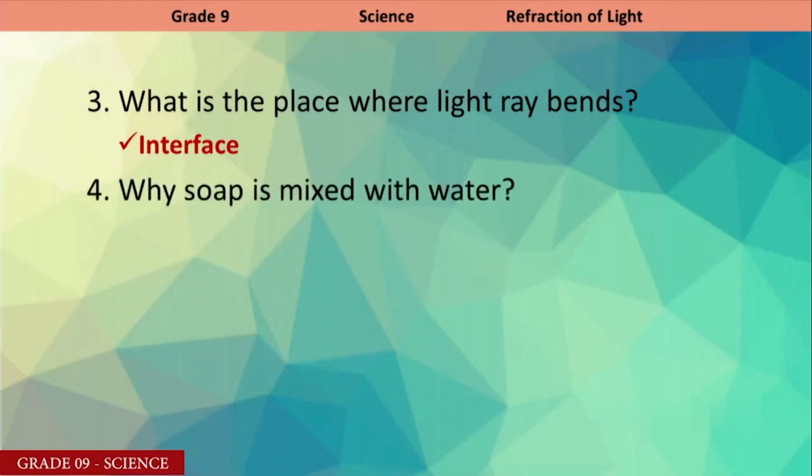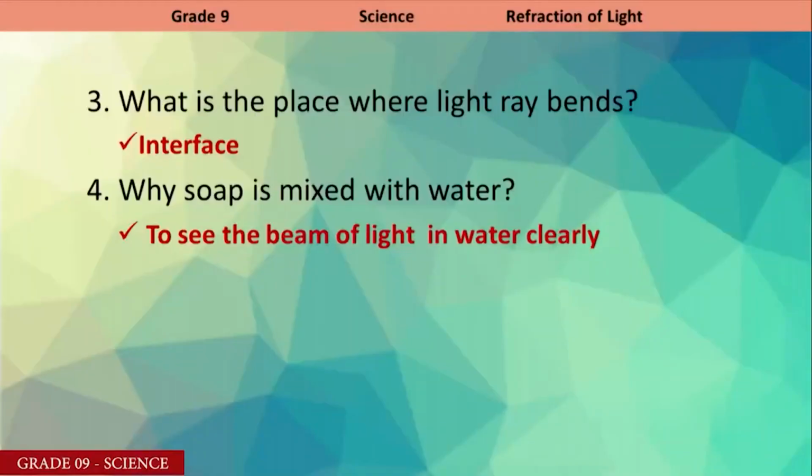Why soap is mixed with water? I told you at the beginning of the activity to think why I got a turbid water. It is to observe the ray of light or beam of light in water clearly. If it is transparent, you can't observe the ray of light. That is why I used turbid water.